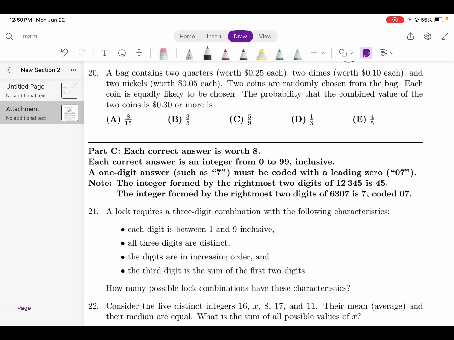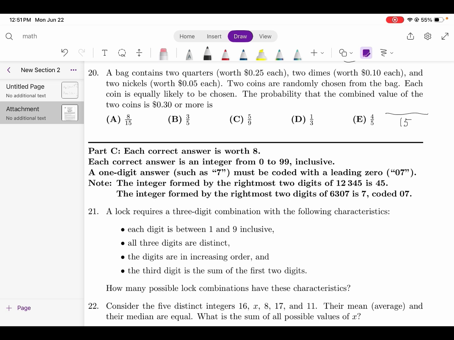So a bag contains 6 coins, which are 2 quarters, 2 dimes, and 2 nickels. And then you want the probability that the combined value is 30 cents or more. So essentially, in the denominator, there's a total of 6 choose 2, which is 15 ways to choose the 2 coins. And then to make it 30 or more, you would either have 2 quarters, a quarter and a dime, or a quarter and a nickel.